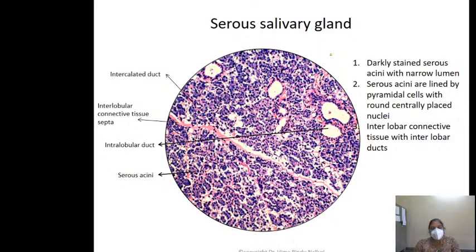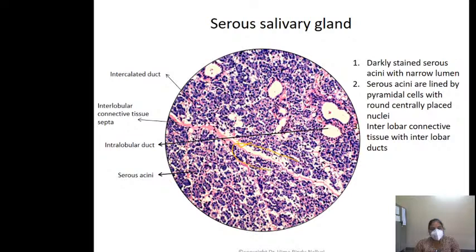So we focus this under the 10x, this is the 10x magnification. Here you can see the parenchyma, it is covered by a capsule. From the capsule you see a number of septa extending into the gland, dividing this into a number of lobules. And here you can see this is one septum.